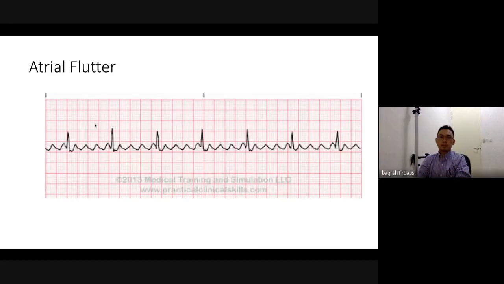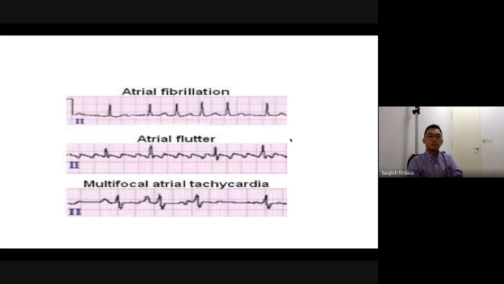So atrial flutter. How do you identify atrial flutter? There will be a sawtooth appearance of the baseline ECG, like here, and the heart rate is usually in the count of 300. If one to one connection, it will be 300. 2 to 1 connection will be 150, and in this case, sorry, it is a 4 to 1 connection of the atrial flutter.